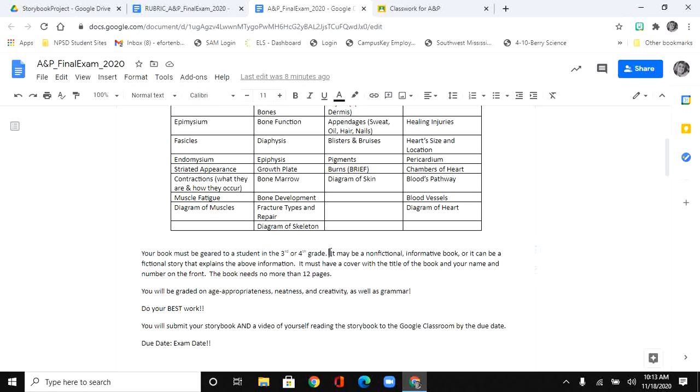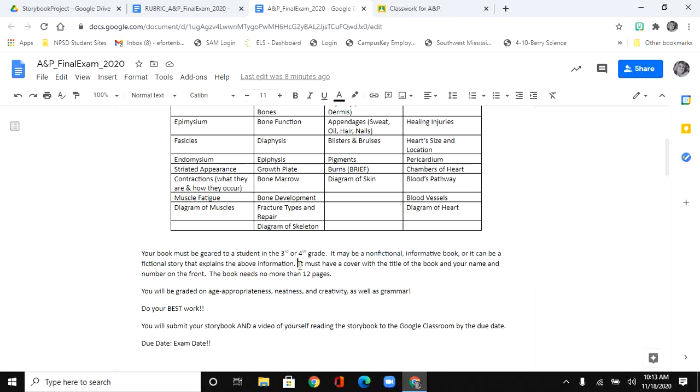Okay. The book may be nonfiction, a nonfiction informative book, or you can do a fictional book that uses information. I've had students who did like a story of a child who breaks a bone, and throughout the story, they're teaching that information about the skeletal system to the reader. So you get to choose. Just remember, you want it to be enjoyable to read. Okay, so that's super important.